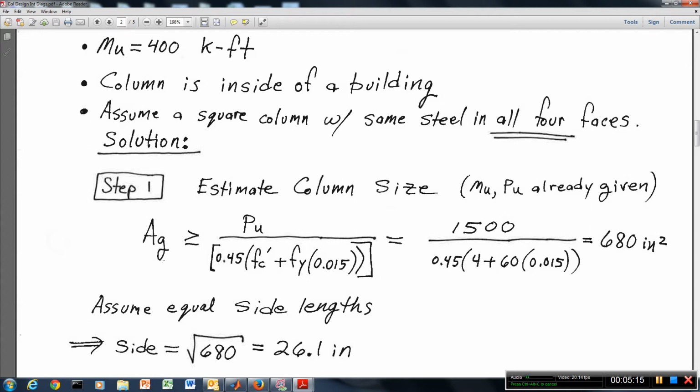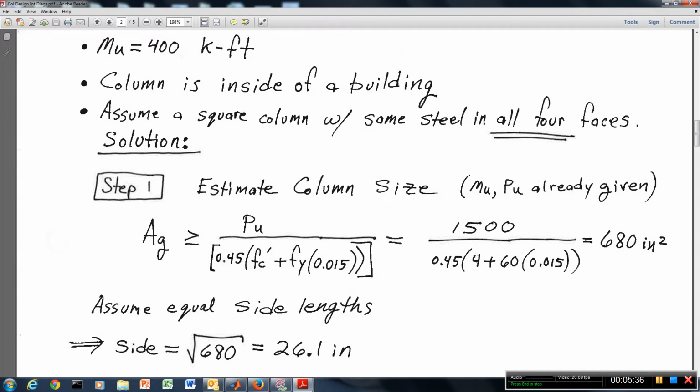And so we have that the gross cross-sectional area of concrete needs to be greater than or equal to P sub u over 0.45 times (f sub c prime plus f sub y times 0.015). And so P sub u was 1500 kips. We plug in all of the other values here.